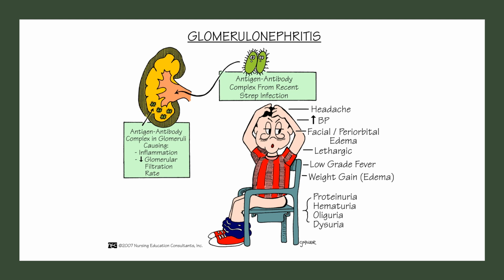You're going to see generalized edema, lethargic, low-grade fever, weight gain, right? We're going to be weighing these kiddos every single day. And then we're going to look for all that urine, right? Proteinuria, hematuria. If they got hematuria, sometimes you hear it as tea-colored, sometimes you hear it as cola-colored. And then we can just see there on the left what causes glomerular inflammation, and it's just that decreased glomerular rate, usually caused by a recent strep infection.